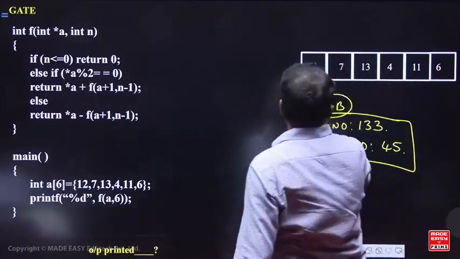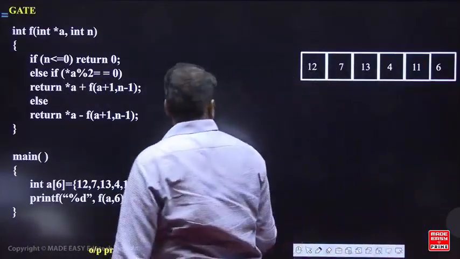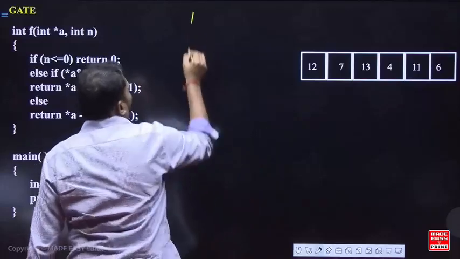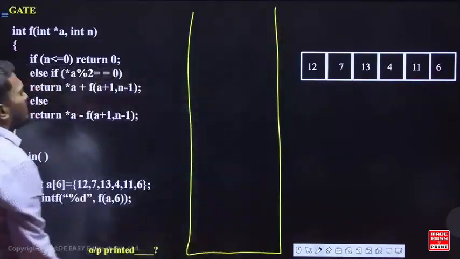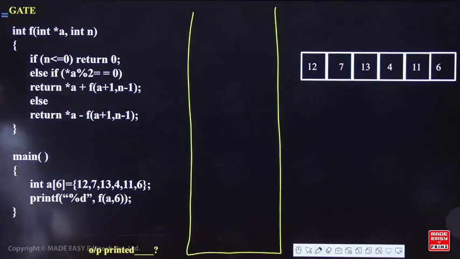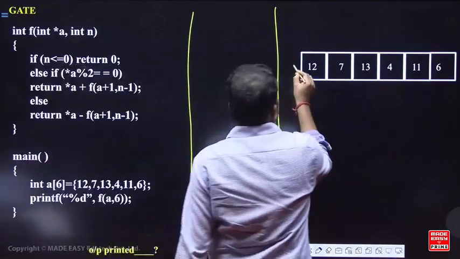Okay. So I think time up. I gave you sufficient time. So now look at here. So it is a recursion. Just try to solve with the stack. So this is the array A.